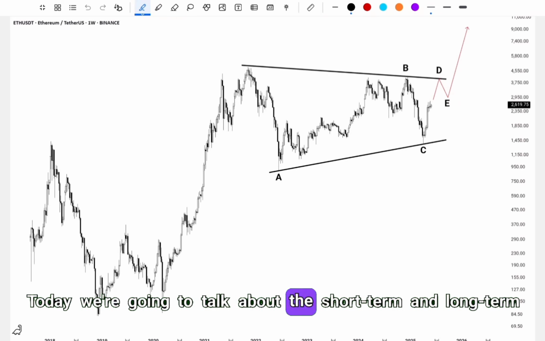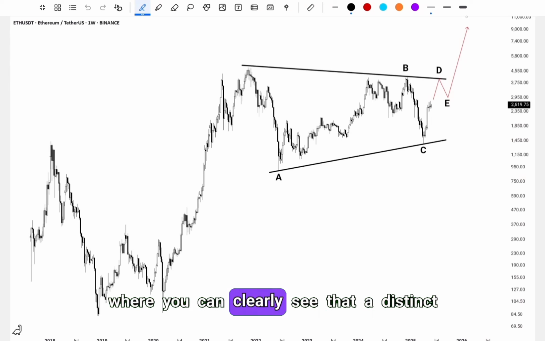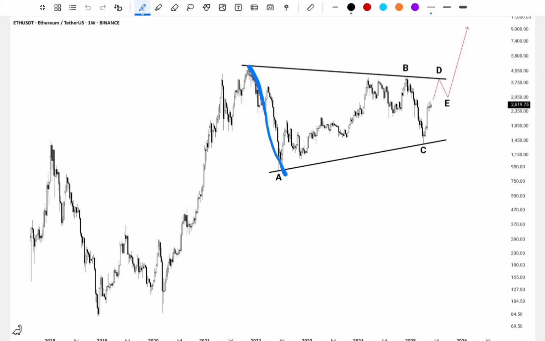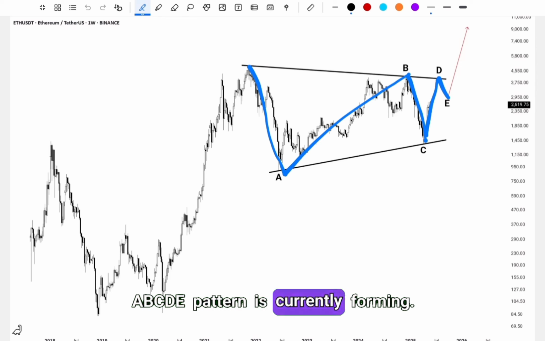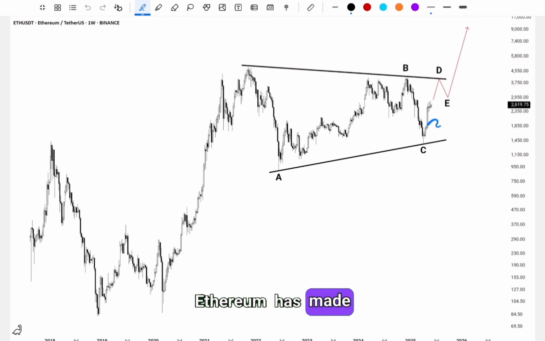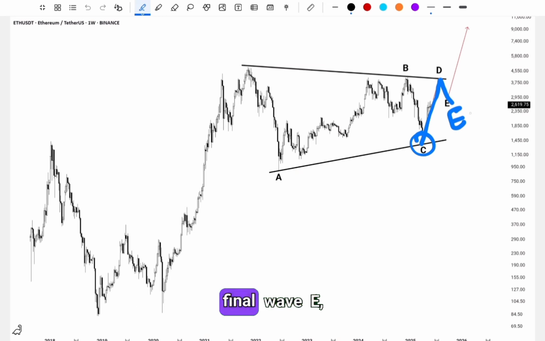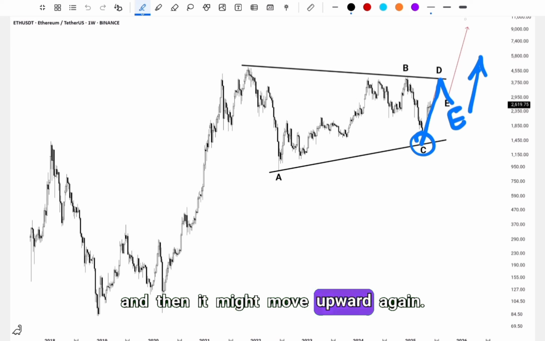Today, we're going to talk about the short-term and long-term analysis of Ethereum. At the very beginning, I've brought up Ethereum's weekly chart, where you can clearly see that a distinct five-wave ABCDE pattern is currently forming. And actually, this significant upward move that Ethereum has made from this point could be followed by a correction, which we can consider as the final wave E, and then it might move upward again.